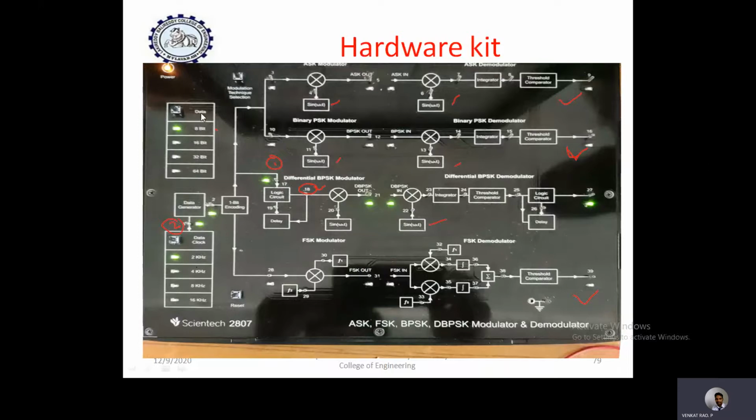So this is the data. We can select input data as 8-bit, 16-bit, or 32-bit from this particular switch. Similarly, the clock signal frequency can also be selected based on this switch. Generally, we can select the clock signal frequency as 2 kHz, or if you want to change that, you can press this switch and change the frequency of the clock.